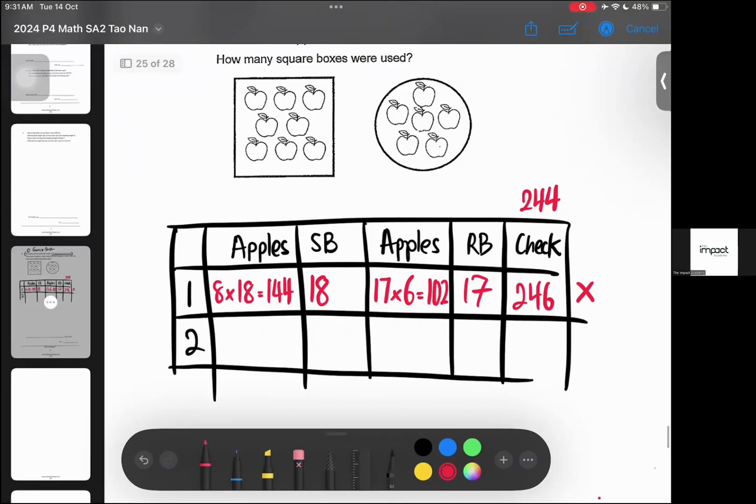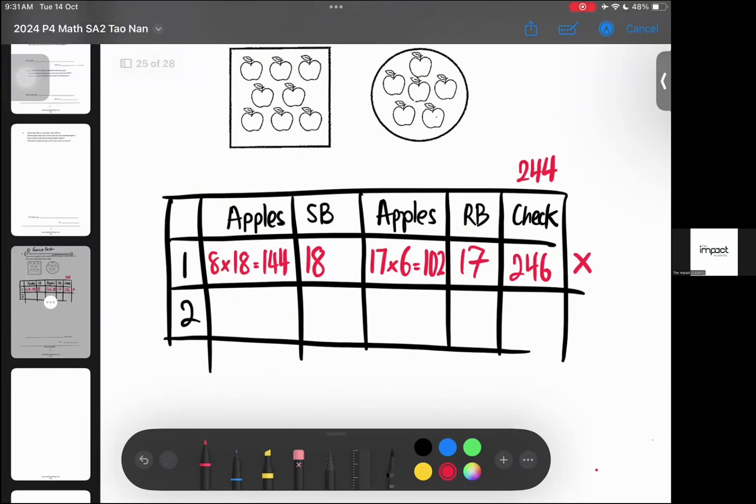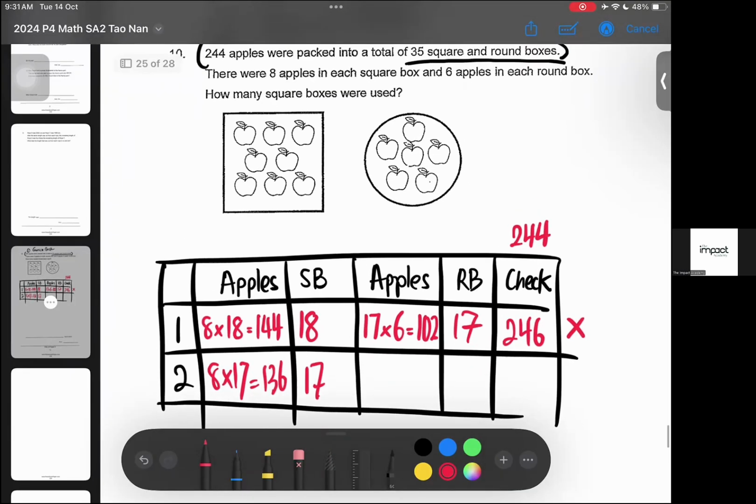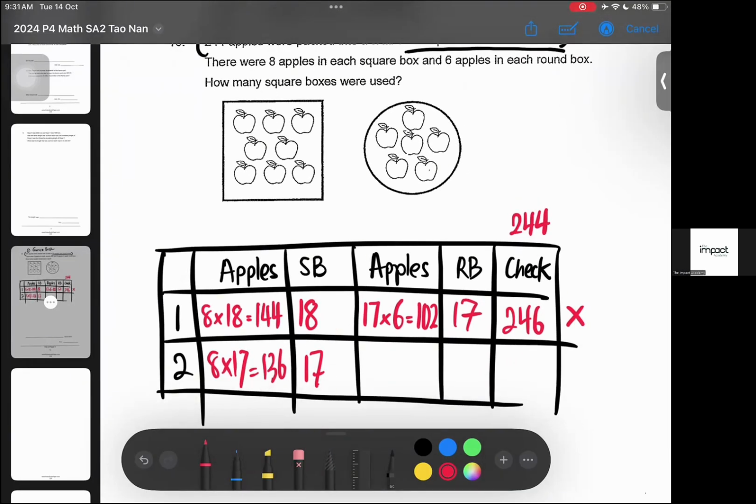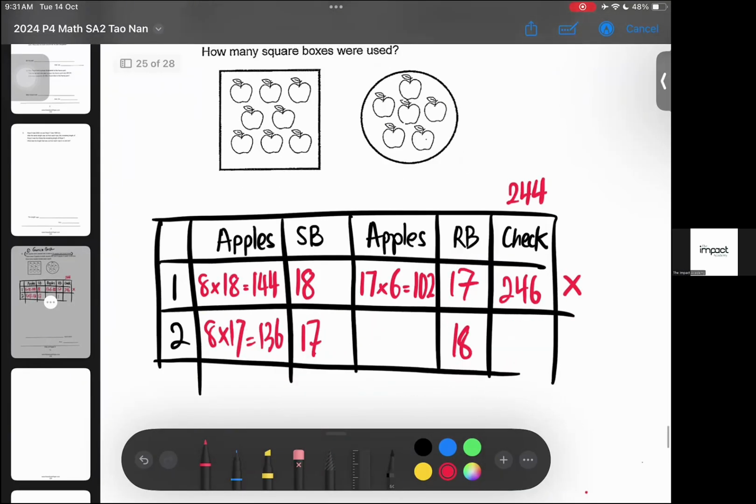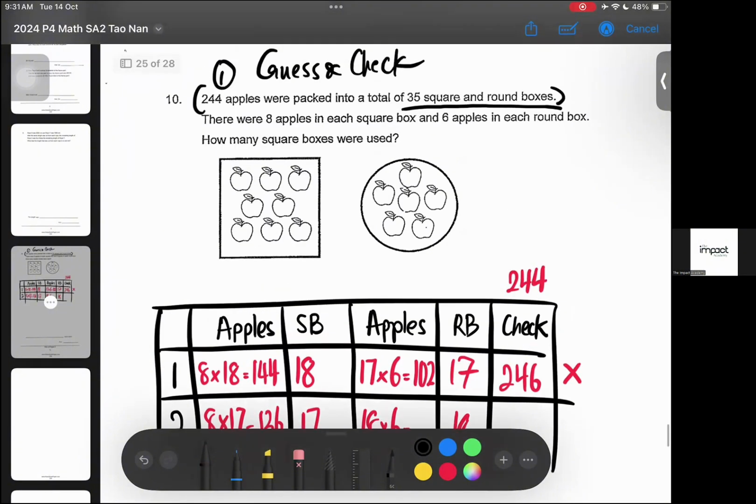Since we got too big, we're going to bring it down by 1. So 17 over here. If it's 17, we go 8 times 17, and we get to 136. In terms of round boxes, it's going to be 35 minus 17, we get 18 over here. Then we go 18 times 6. If you want, you can also write it down, for round boxes you write 6, for this you write 8. You get what I'm trying to say?